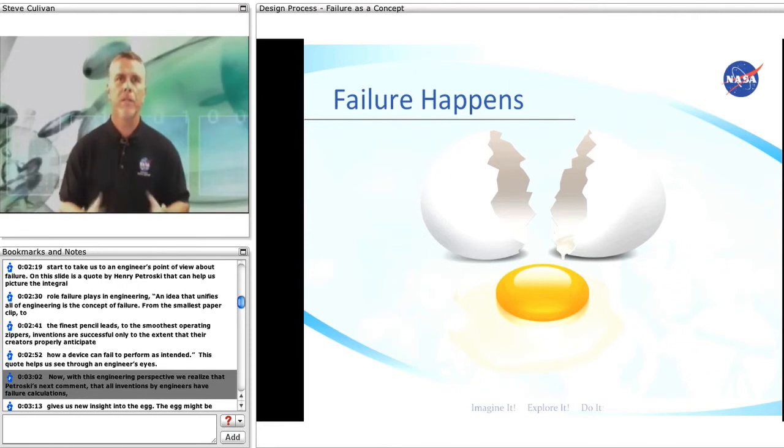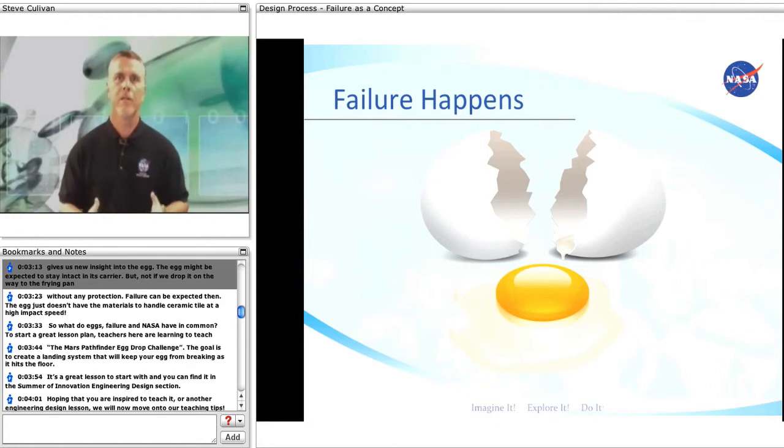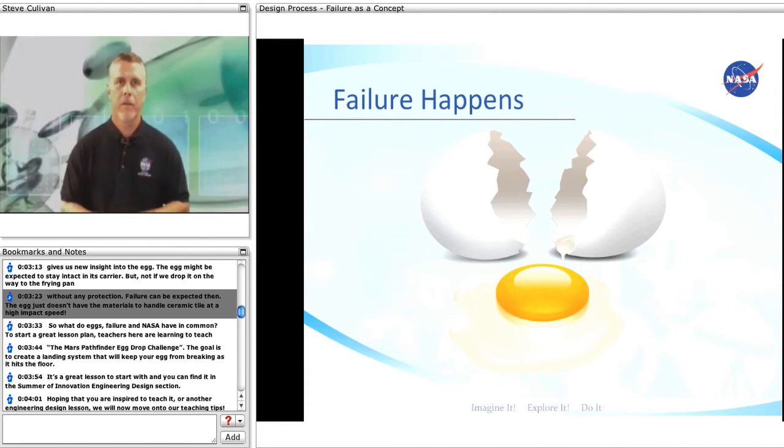Now, with this engineering perspective, we can realize that Petroski's next comment, that all inventions by engineers have failure calculations, gives us new insight into the egg. The egg might be expected to stay intact in its carrier, but not if we drop it on the way to the frying pan without any protection. Failure can be expected then. The egg just doesn't have the materials to handle ceramic tile at a high impact speed.